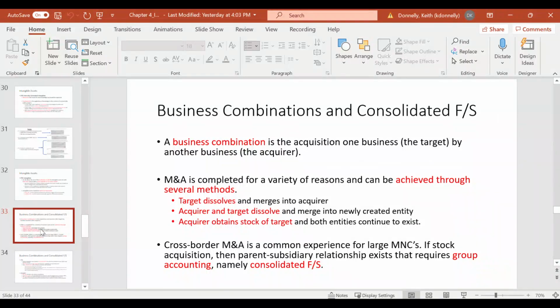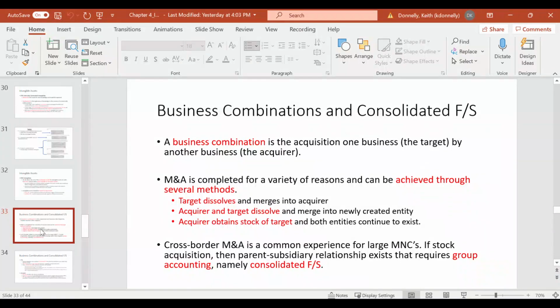Several ways you can achieve this, if you want to have a business combination. One might be the target dissolves into the acquirer. So B goes out of business and dissolves into A. Next, we could have the acquirer and target both dissolve and merge into a newly created entity. So maybe both A and B dissolve and then they form C together in a new entity.